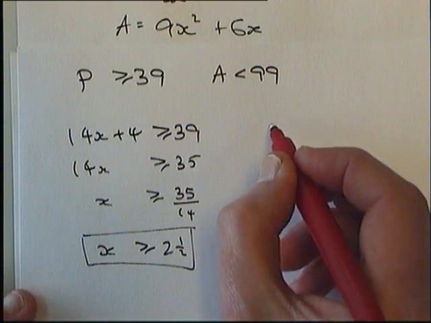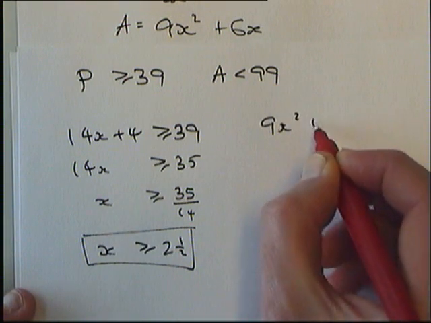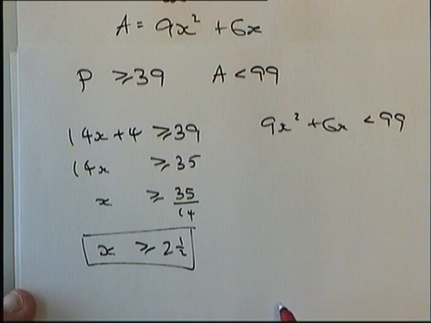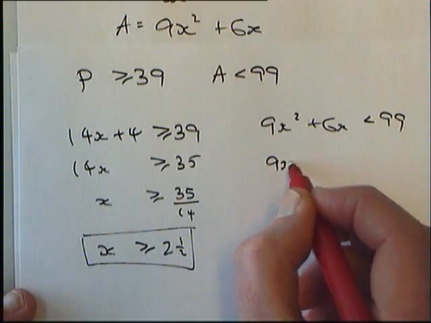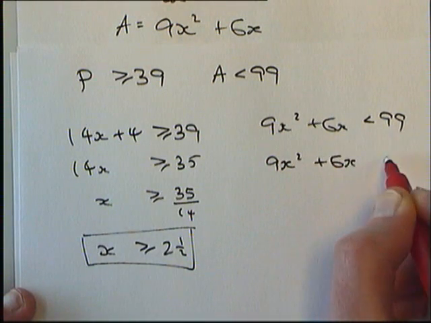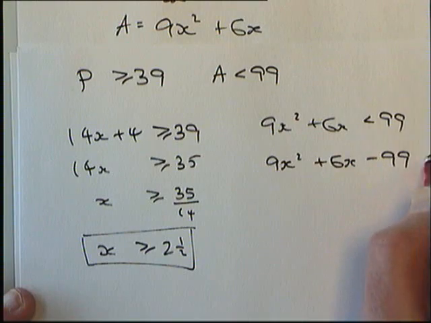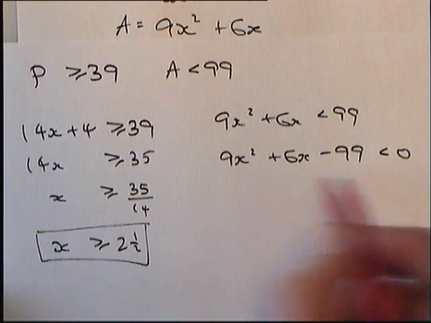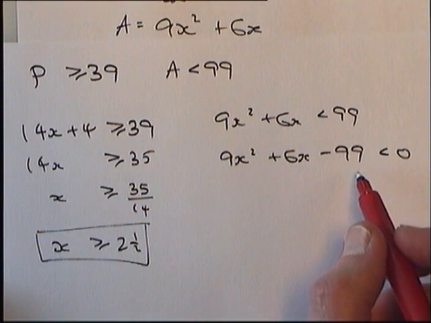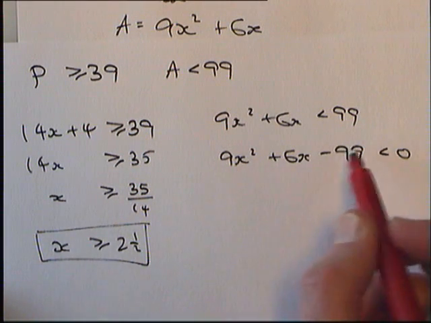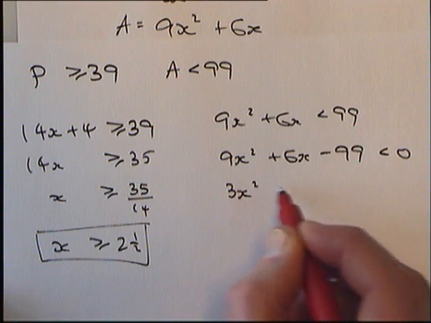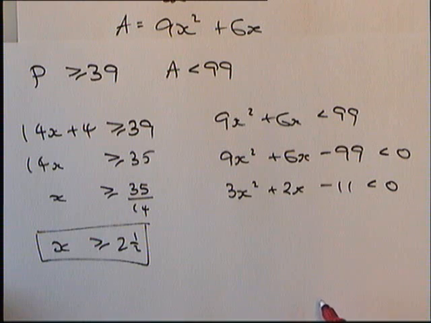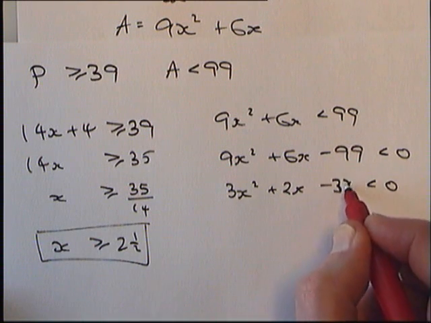Now from the area statement, we know the area is 9x squared plus 6x, and we know that has to be less than 99. Anytime you have a quadratic, you need to make it equal 0. So I'm going to bring the 99 across, like that. If you're doing a quadratic, try and factorise where possible. But first off, because 3 goes into each of these numbers, I can divide all of them by 3, just to make it a bit more manageable. So that should be 33.